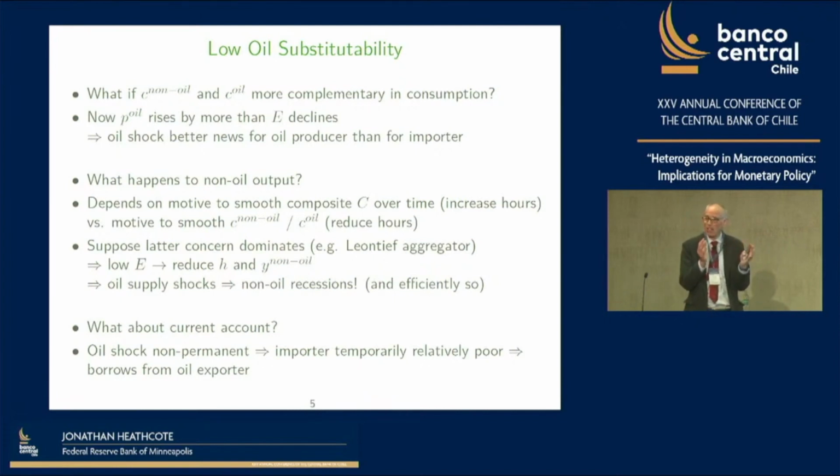So to take an extreme example, suppose you really care a lot about this. Suppose that oil and non-oil enter in a Leontief fashion in this consumption aggregator. If you've got less oil input, well, you just want less of the non-oil input as well, because you can't do anything with this extra non-oil output you're producing. So in that case, if there's a lot of complementarity in the consumption aggregator, the efficient response to a reduction in oil supply is that both countries should reduce hours and reduce non-oil output. So that would be the efficient response. You get a non-oil recession.